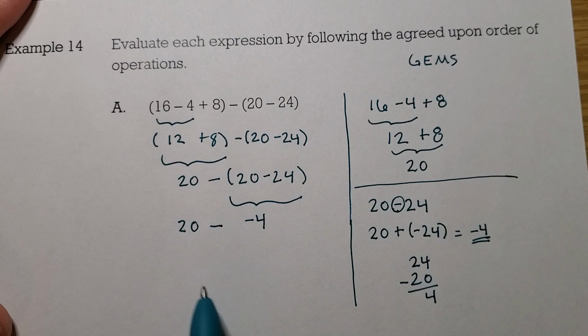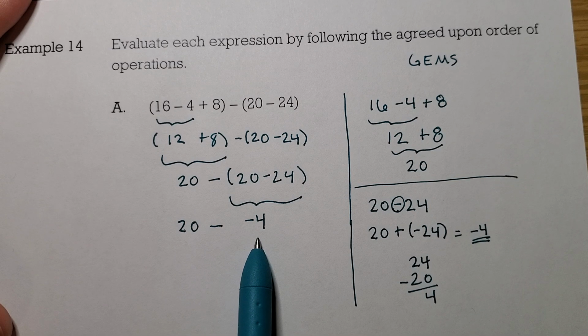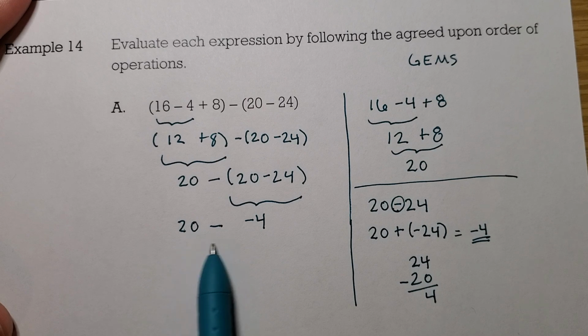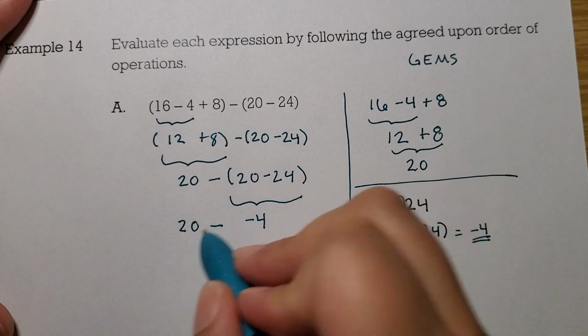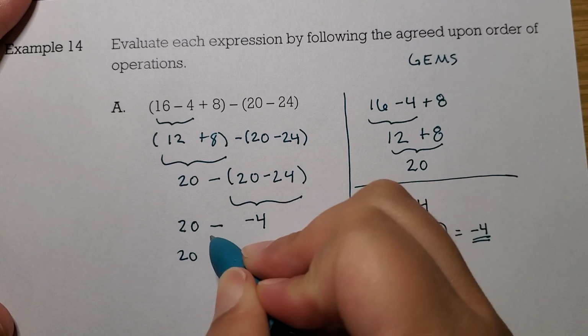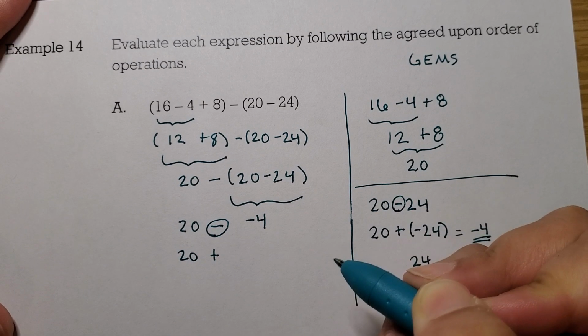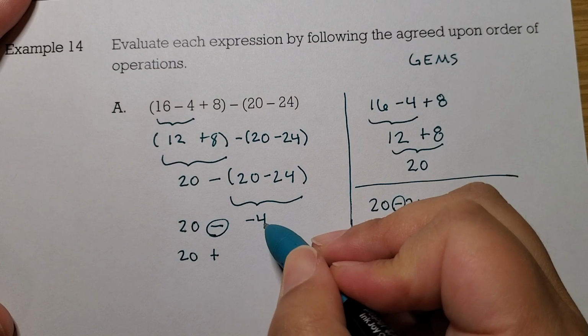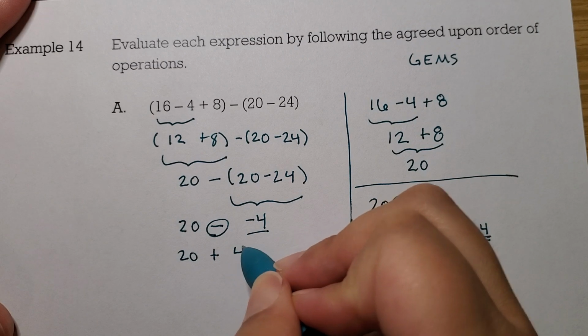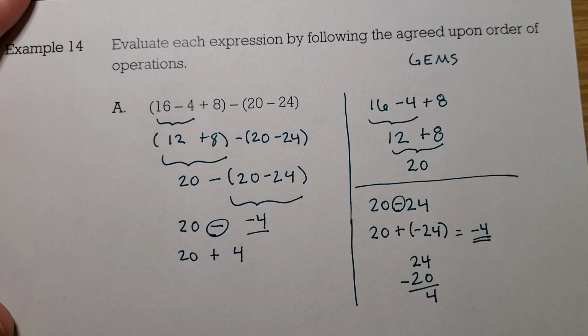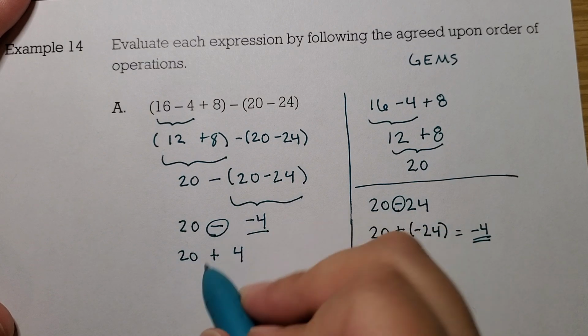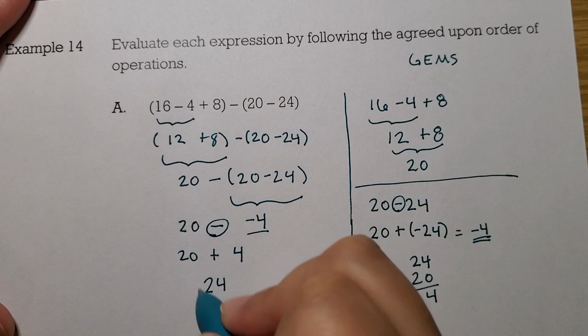Whew, okay, now we only have one operation left to perform, and that's this subtraction. Since I have a negative number here, I'm going to do the rule for subtraction: keep, change, change again. And since this is my last operation, I'm just going to continue to work it down here. So I'm going to keep the 20, change subtraction to addition, and change this negative 4 into a positive 4. All right, 20 plus 4 gives us 24.